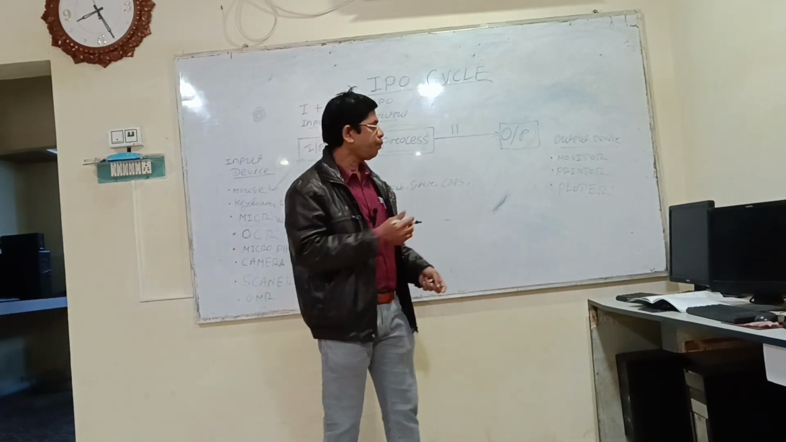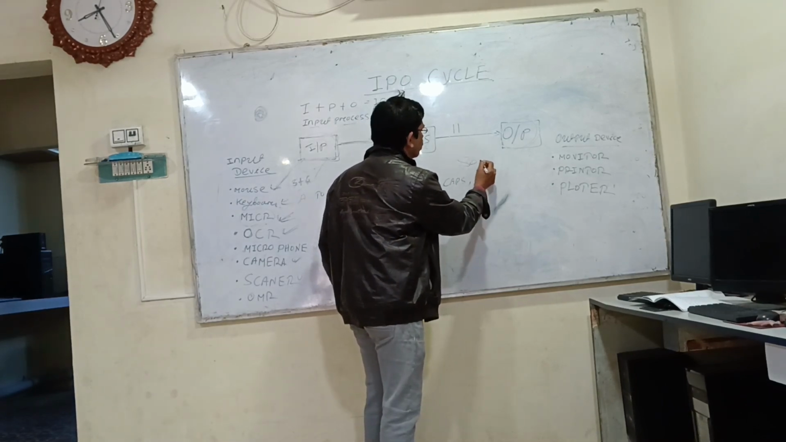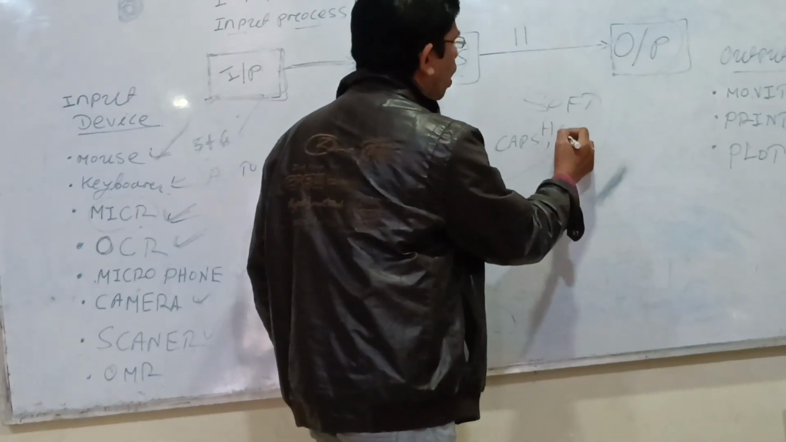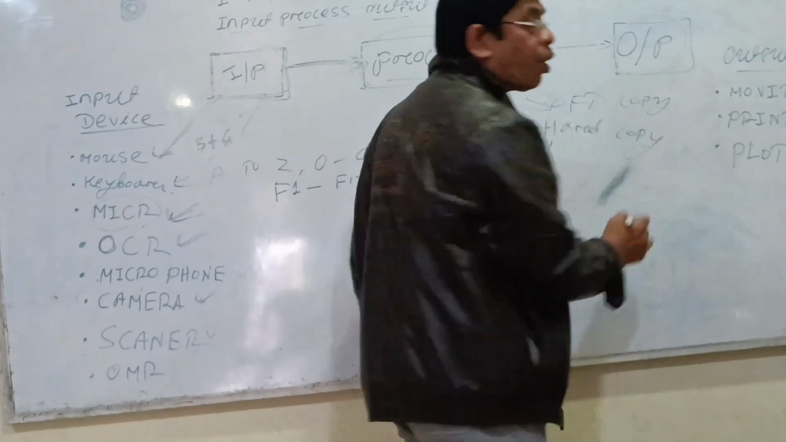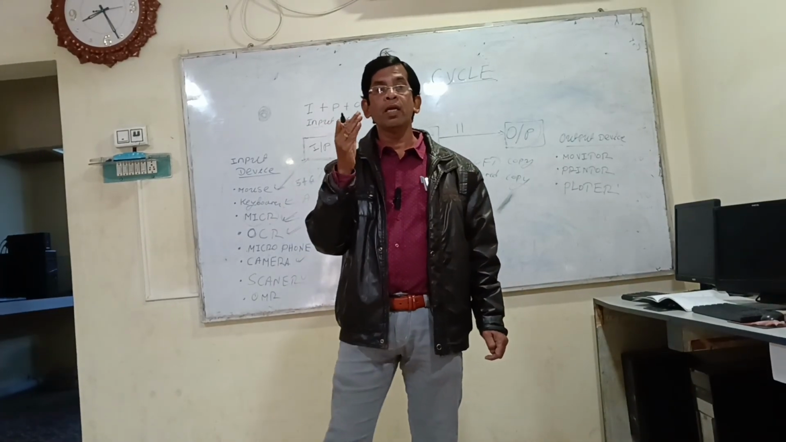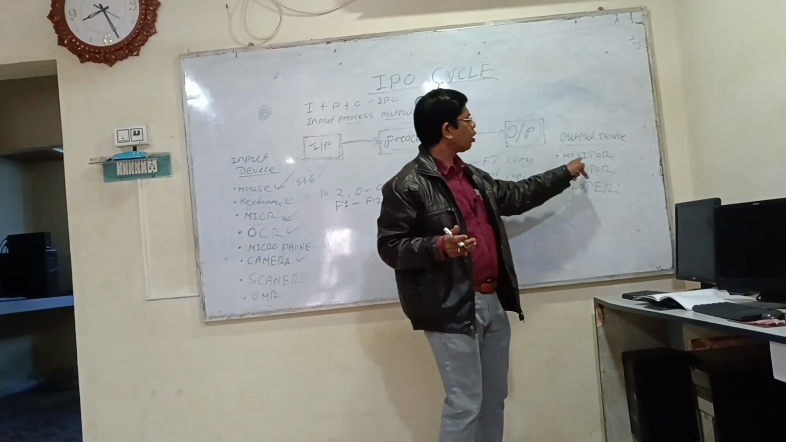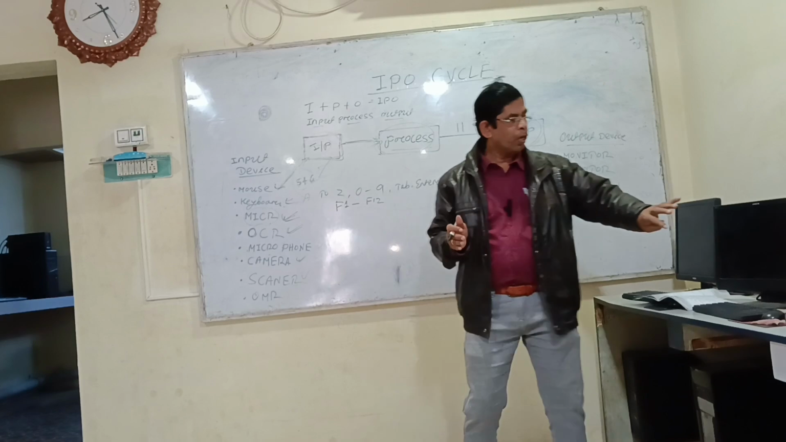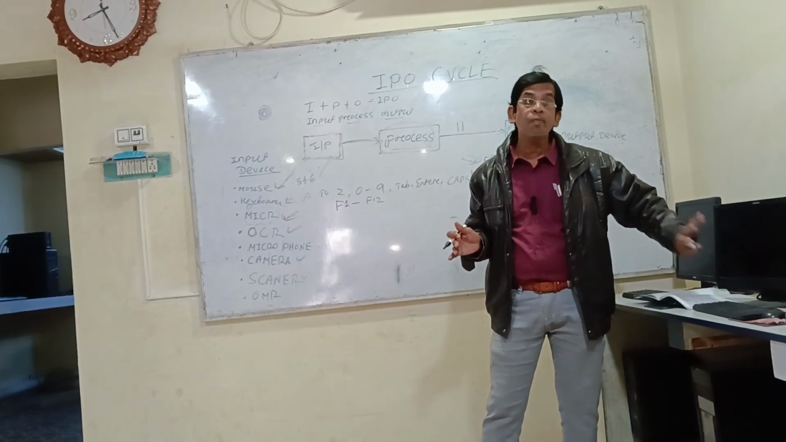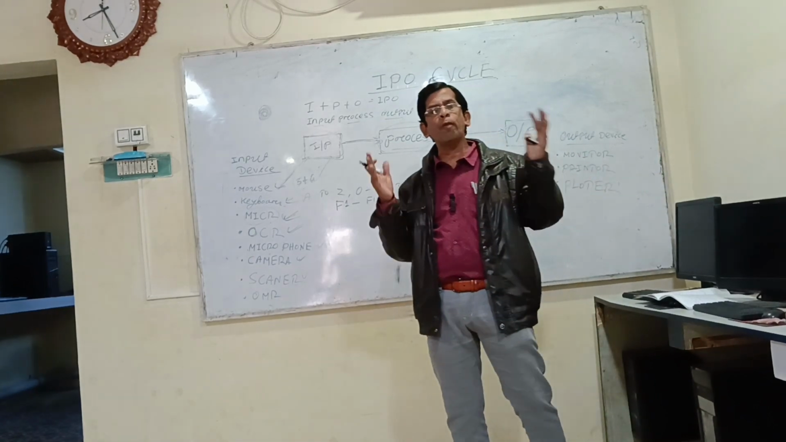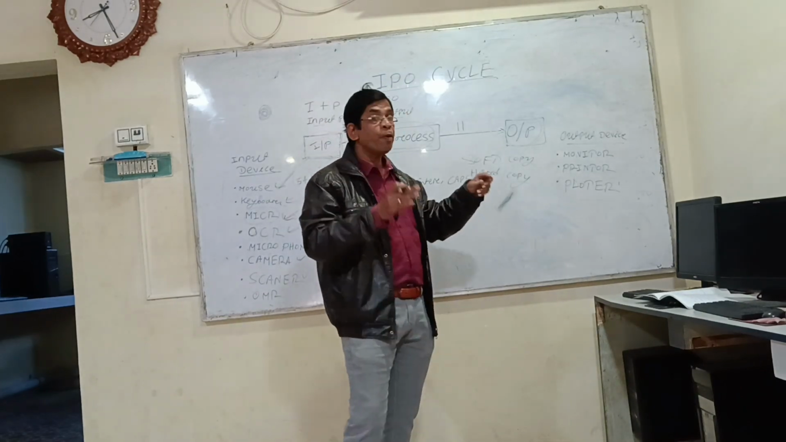What is the soft copy? Soft, hard. Soft copy means which cannot be touched, only visible. That is the soft copy. When 11 is displayed on the monitor, the result cannot be touched; it is only visible. The soft copy is what is displayed on the monitor, and hard copy means which is touchable.